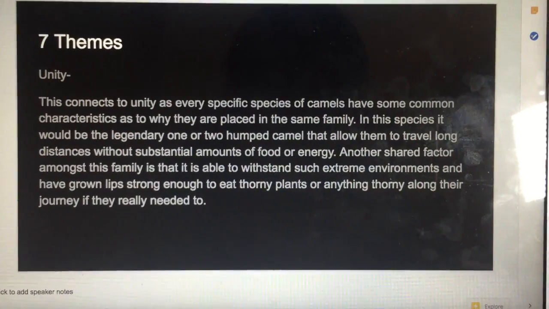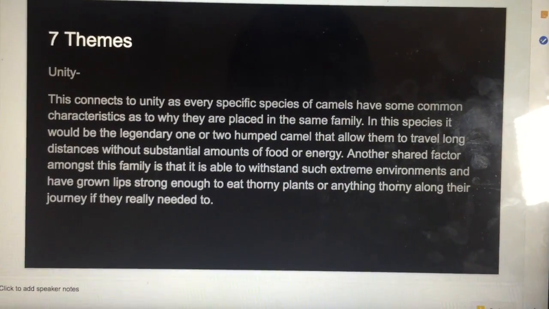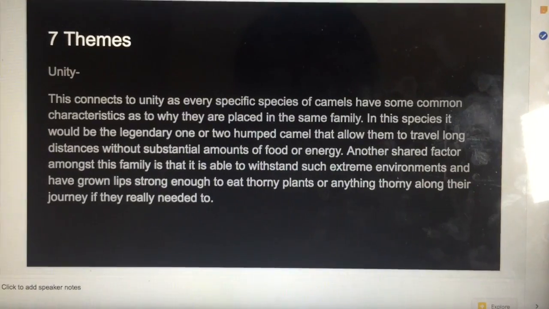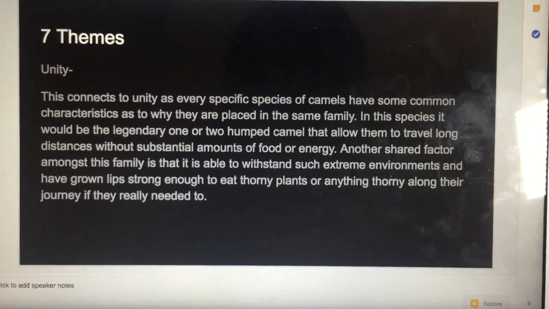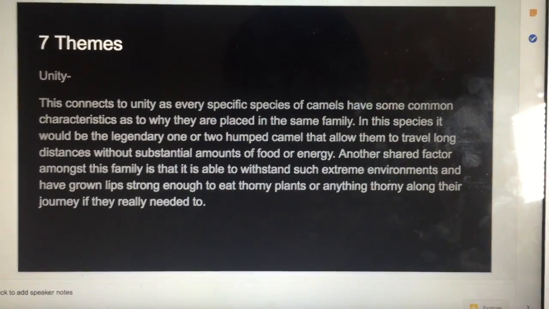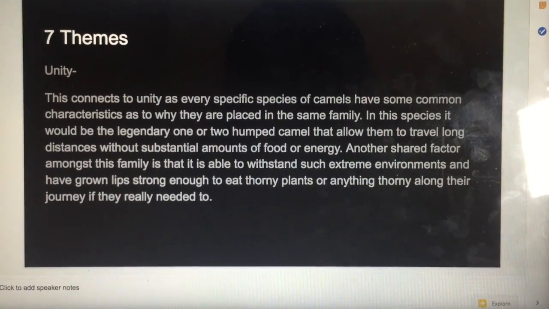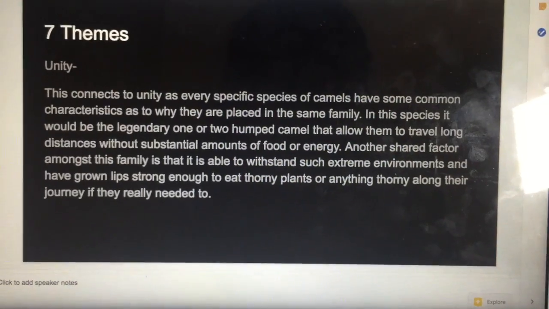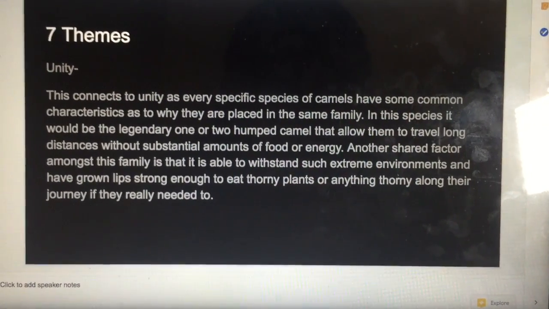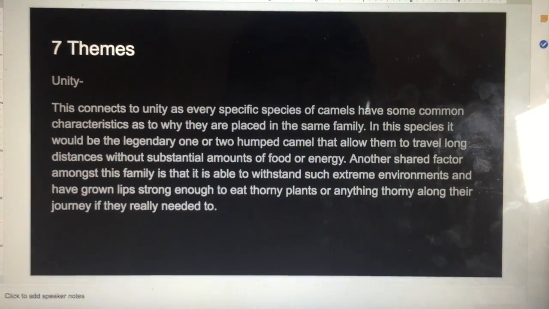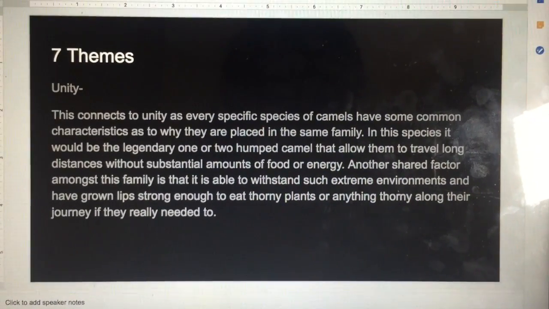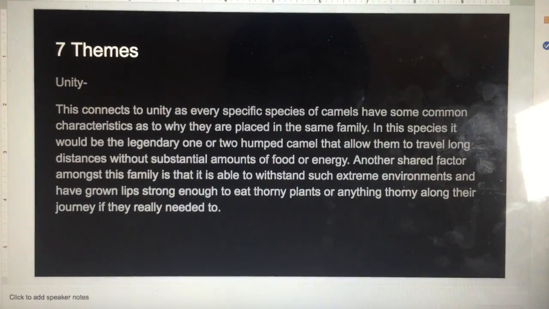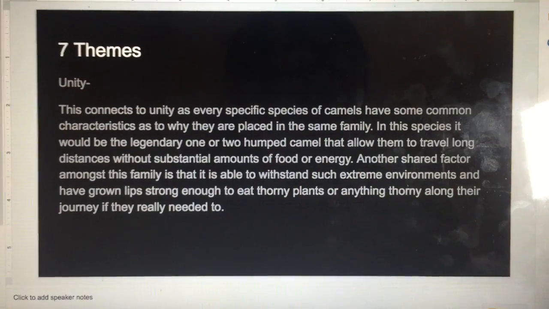This connects to unity as every specific species of camels have some common characteristics as to why they are placed in the same family. In this species, it would be the legendary one or two humped camel that allow them to travel long distances without substantial amounts of food or energy. Another shared factor amongst this family is that it is able to withstand such extreme environments and have grown lips strong enough to eat thorny plants or anything thorny along their journey if they really needed to.